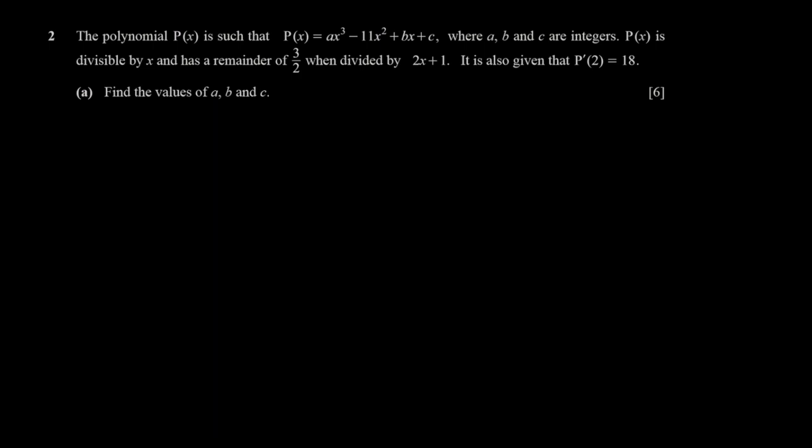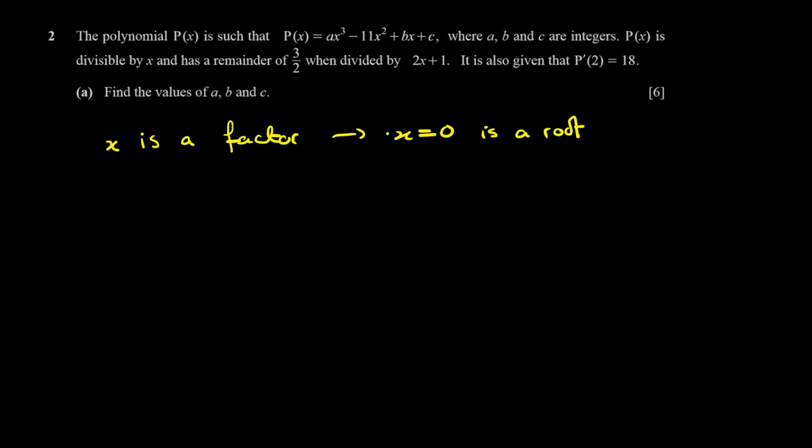Okay then, we just need to be nice and methodical. We've got 3 bits of information, right? P of x is divisible by x, has a remainder 3 upon 2 when divided by 2x plus 1, and we've also got this information here. So let's just go through one by one. If P of x is divisible by x, then what that means is that x is a factor. And if x is a factor, that means that we know that x equals 0 is a root.